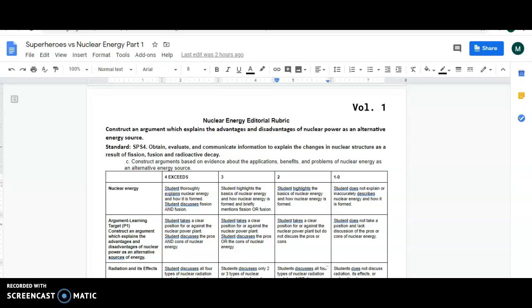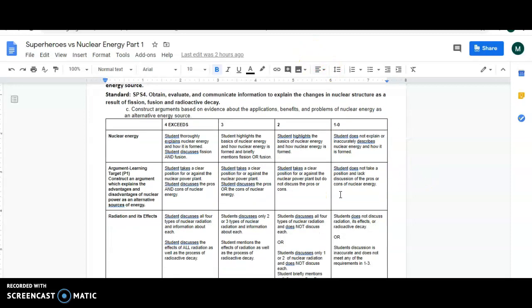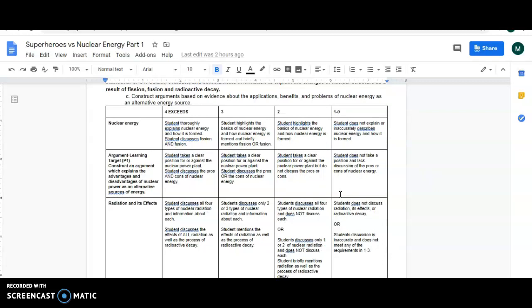All right, so I want to walk you through the rubric for this project. You'll see that I put the standard as well as the first sentence here: construct an argument which explains the advantages and disadvantages of nuclear power as an alternative source of energy. The goal of this project is at the top again to remind you why we're doing this, okay? So I broke the standard down as well as the letter expectations that I'm looking for.